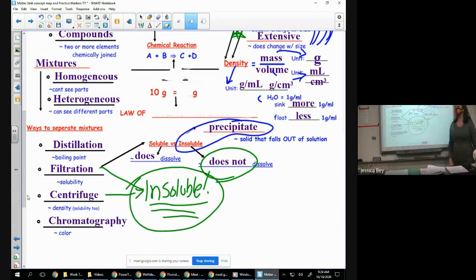And the last one's color. We didn't use it a lot, but I would know its definition. It separates based on color. That's chromatography. Perfect. You guys are hanging with me awesome here.